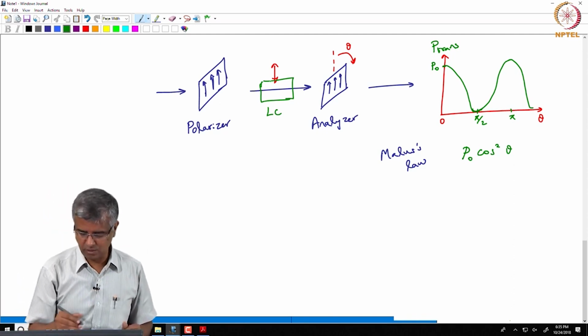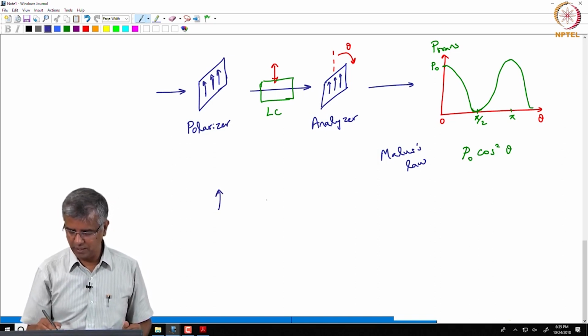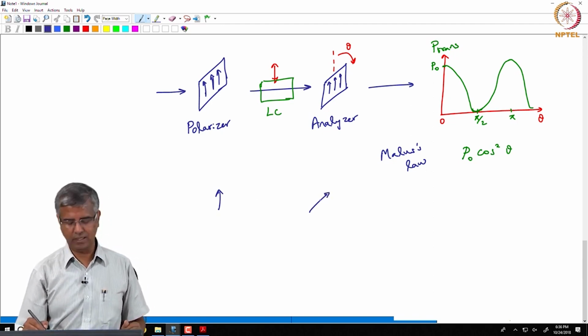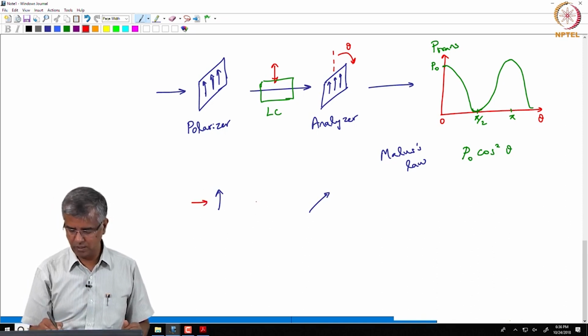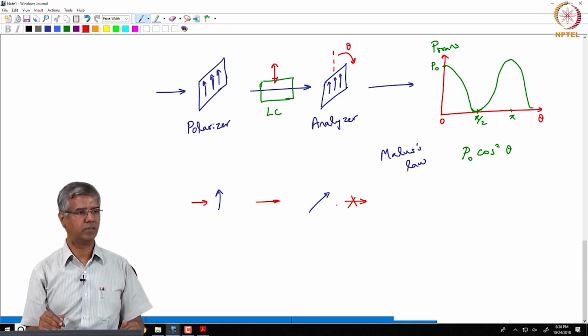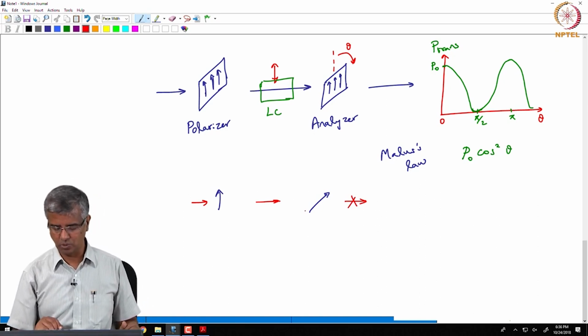So, let me just draw that. Initially you have polarized light coming in, and you have a crossed analyzer. So, light that comes in here goes through here, and it cannot go through here because it is all absorbed by this material. It cannot go through here.